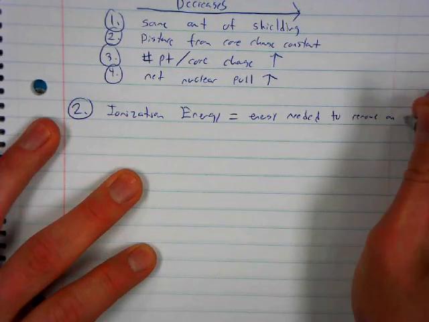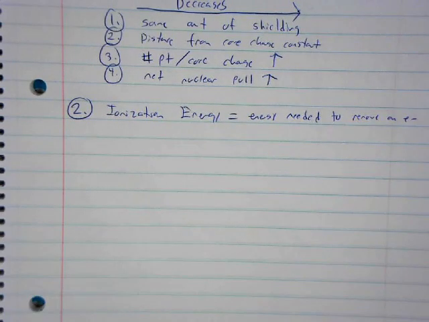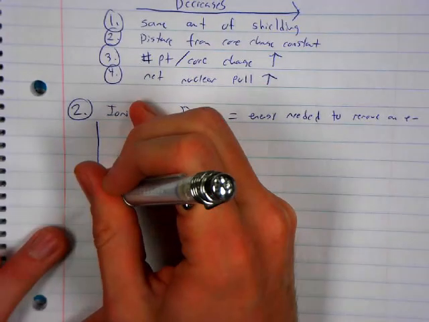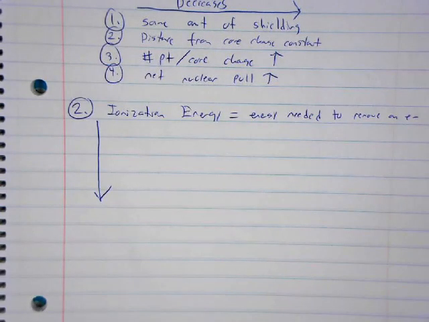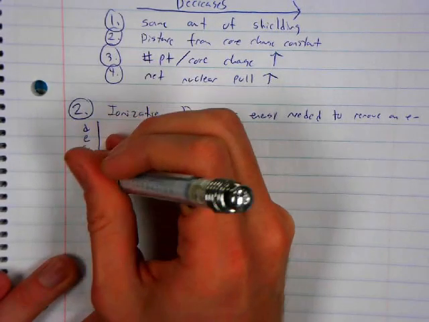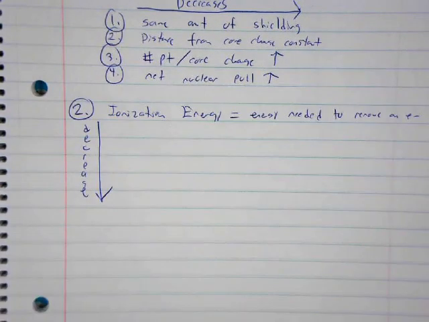Second trend is ionization energy, which is defined as what? The amount of energy it takes to remove an electron. Energy needed to remove an electron.